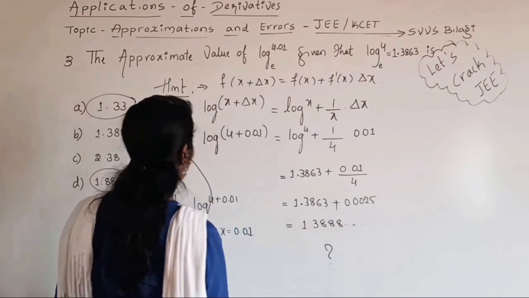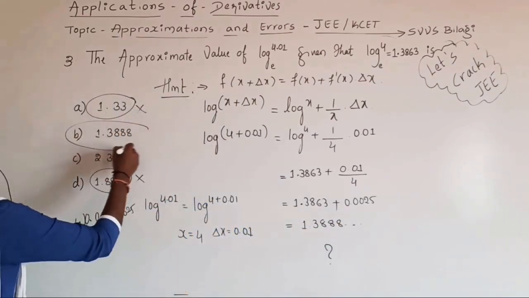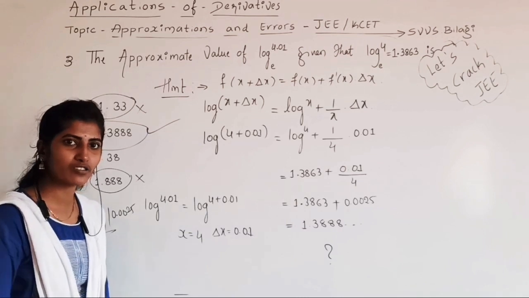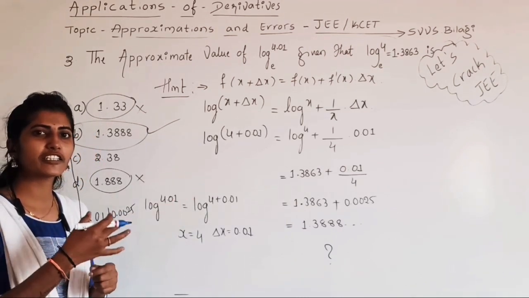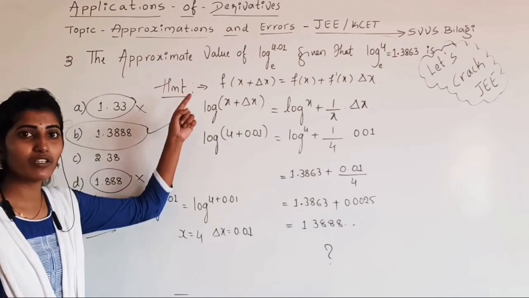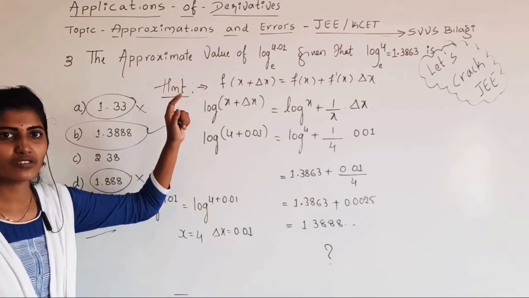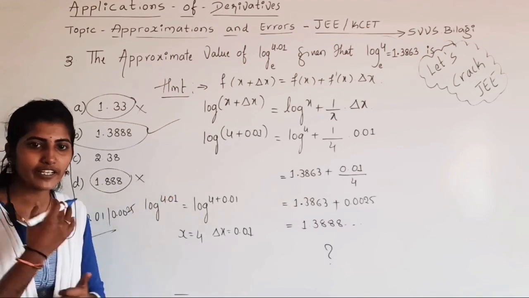1.3888 something. So here again, B4, bingo is the option here. Right answer. Okay. Please check this out. Within 15 seconds, you can crack any type of such questions regarding approximations and errors. Have a look and you will get back to the next question, please.